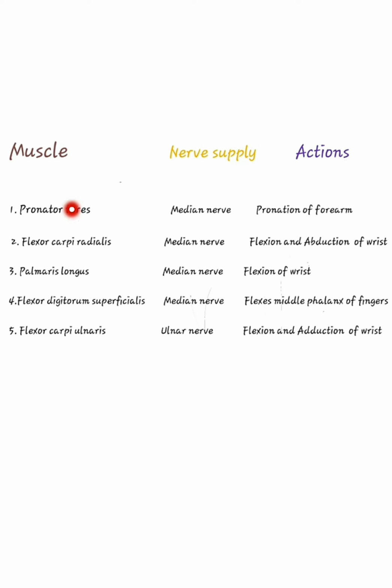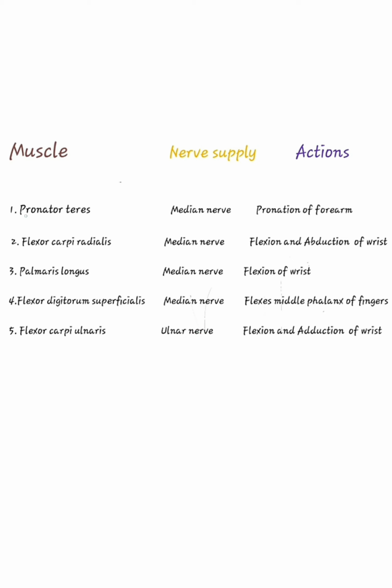Nerve supply. All these muscles are supplied by median nerve except flexor carpi ulnaris, which is supplied by ulnar nerve.